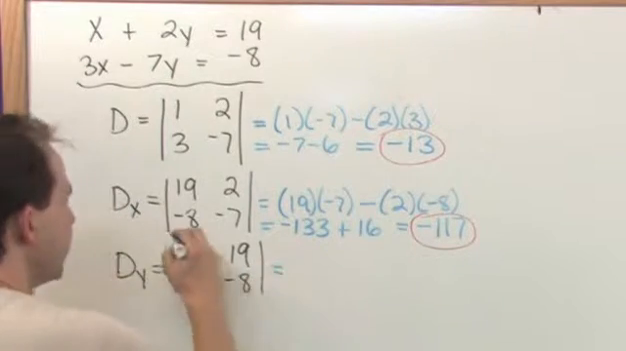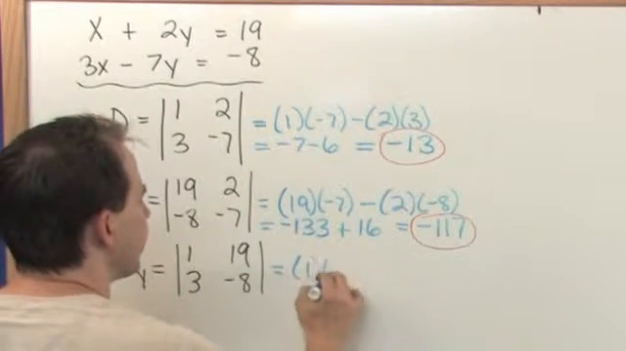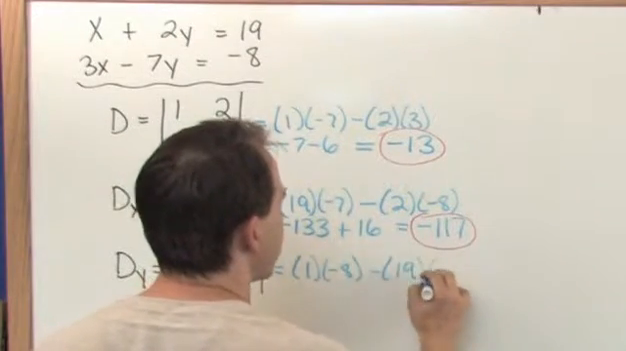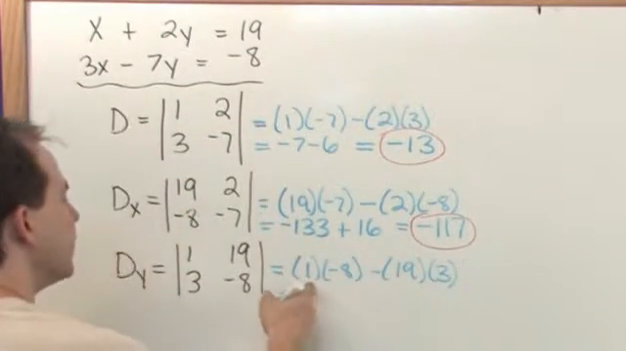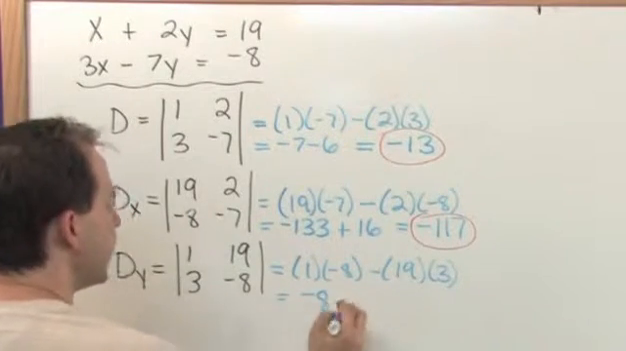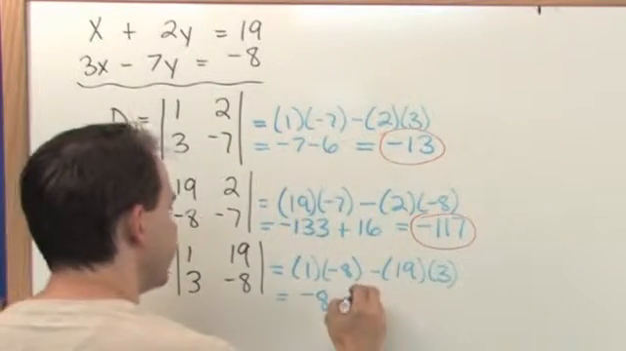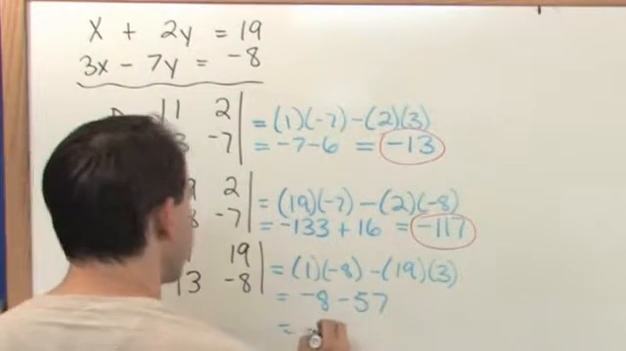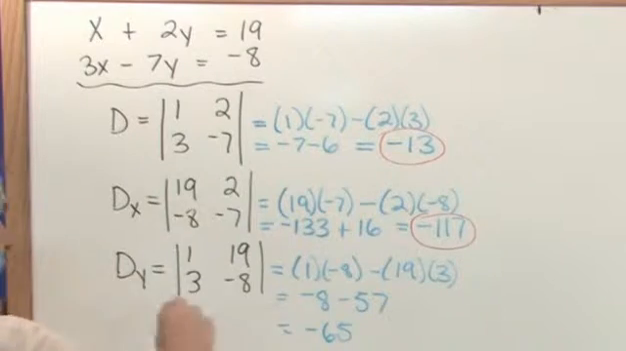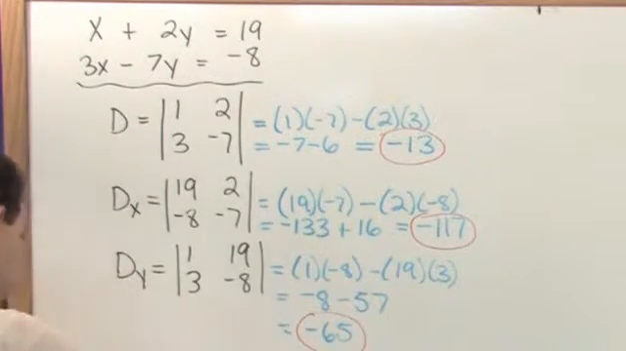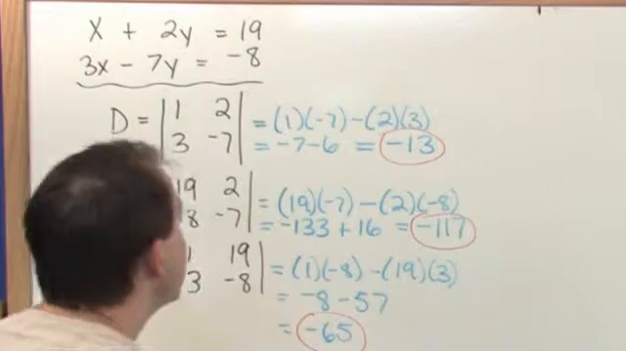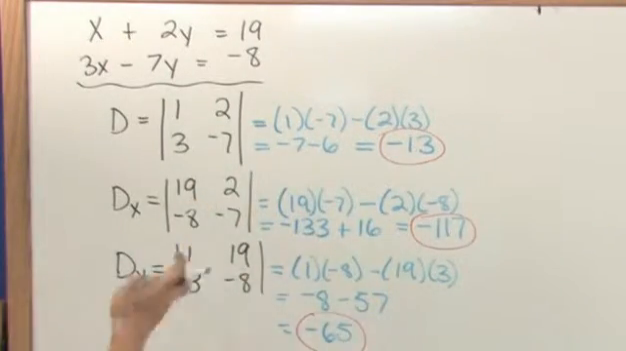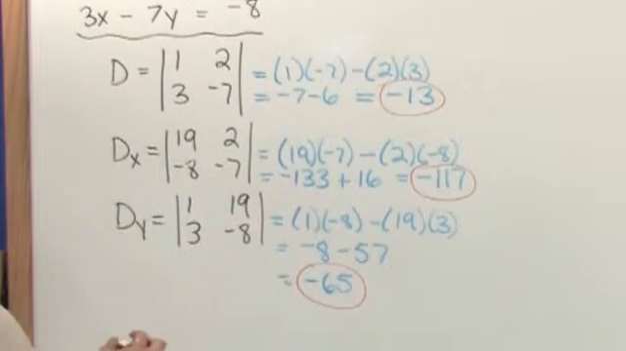And for the final one, doing our X, 1 times negative 8 minus 19 times 3. 1 times negative 8 is negative 8. Minus 19 times 3 is going to be 57. And when you take negative 8 and subtract 57 from it, you get negative 65. And that's the third piece of information we need. So because it's a 2 by 2 system, we have only had to calculate the determinants of 3 matrices. It's not that much math here. It's certainly not nearly as hard as the inverse stuff.